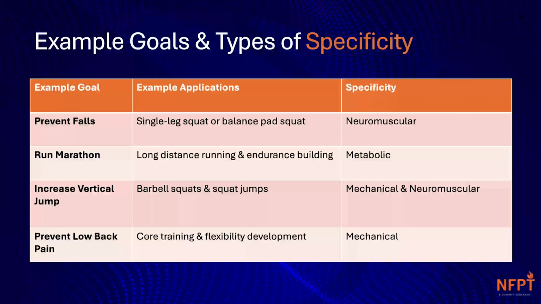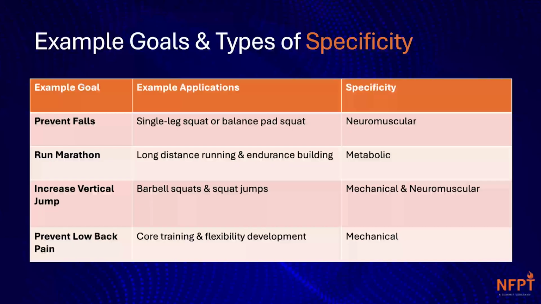And then lastly, let's say we have a client that wants to prevent low back pain as part of injury prevention. We know that core training is critical in the prevention of low back pain. And we also know that good posture and flexibility development is also important. So, therefore, mechanical specificity is going to teach that client how to activate their core. And then the flexibility development is going to teach them to be able to have that full range of motion in order to make sure that their spine is in a neutral position.